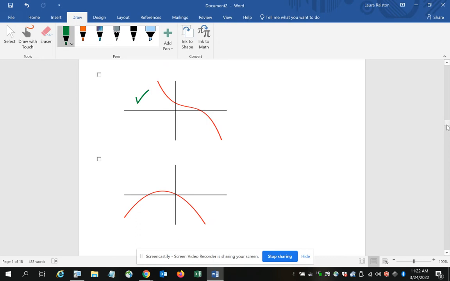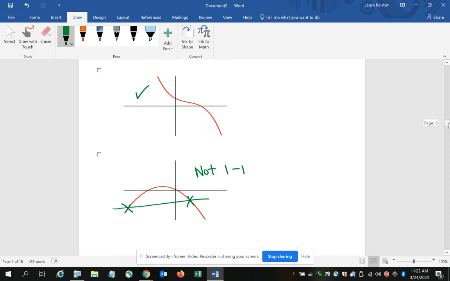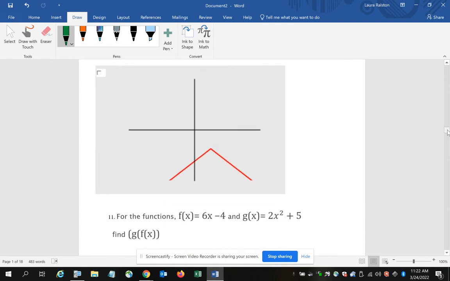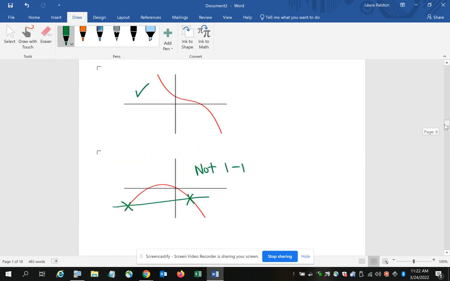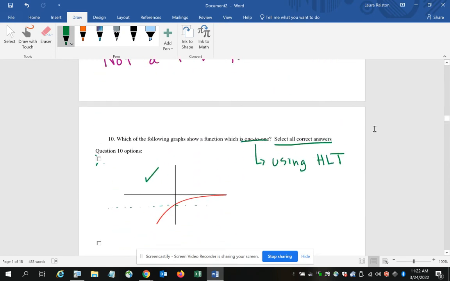The third option is not 1-to-1, because if I draw a horizontal line, it crosses the graph 2 times. So this one is not 1-to-1. The fourth option, again, if you run the horizontal line, it crosses 2 times, and so it is not 1-to-1 either. Okay, so again, notice that in this particular problem there are 2 correct answers. That is acceptable because the instructions tell you to select all the correct answers.